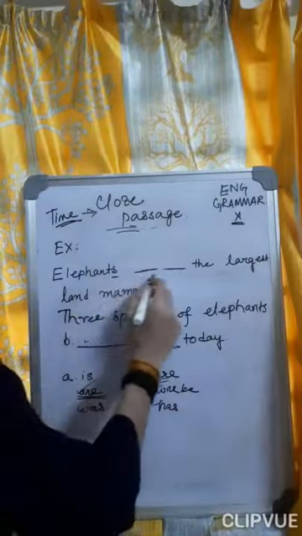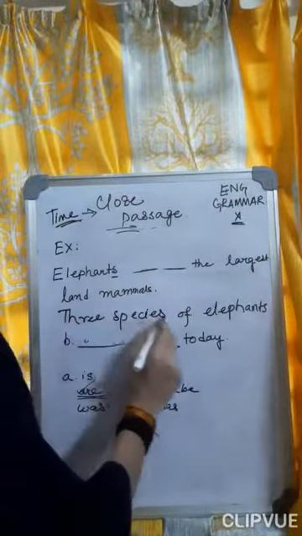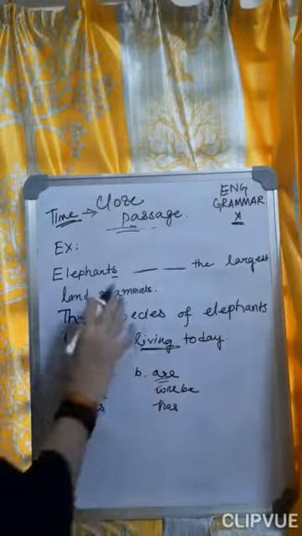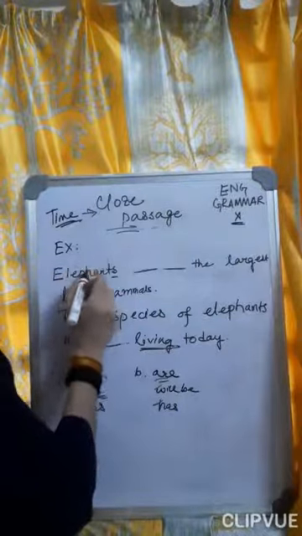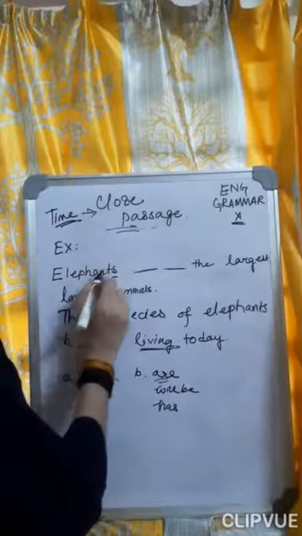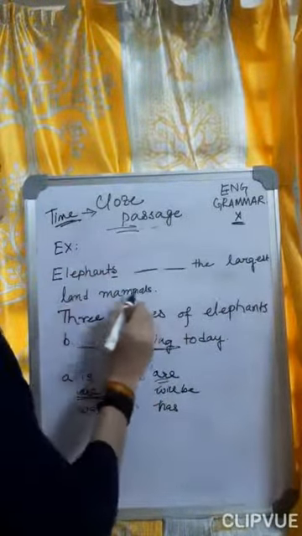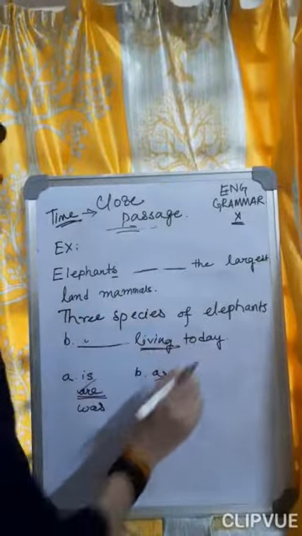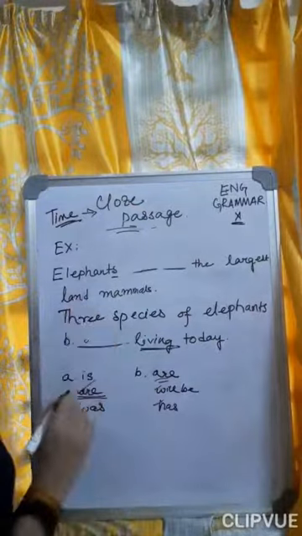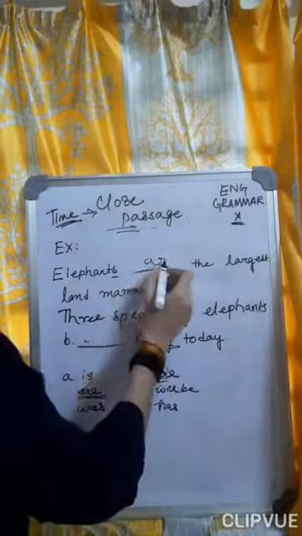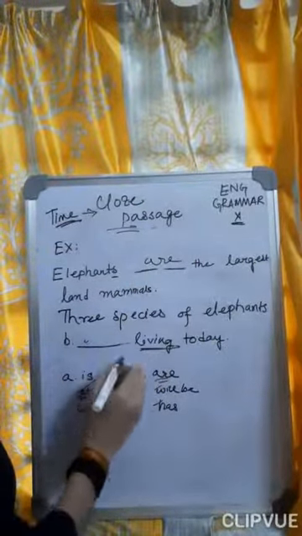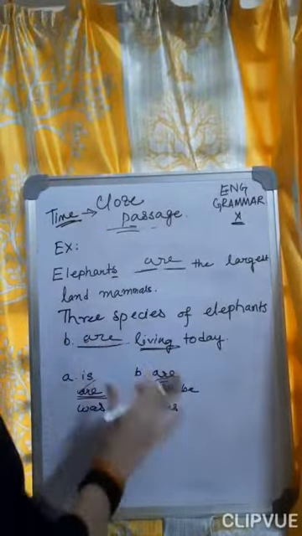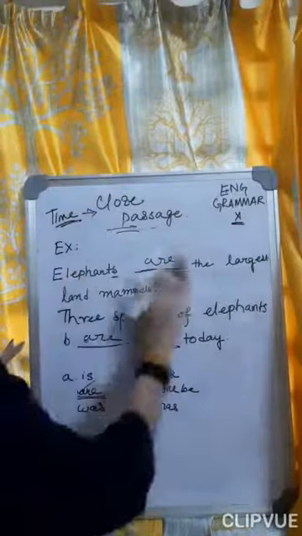reading a line, "Elephants, dash, the largest land mammals. 3 species of elephants, dash, living today." See the time when I'm reading it. For the first time, you will read it like this: Elephants, the largest land mammals. 3 species of elephants living today. Is, are. 3 species are. Okay, so this is the entire time that I took to do this.